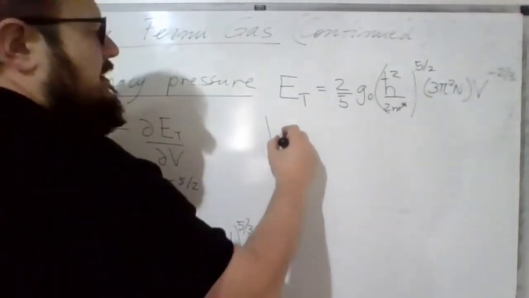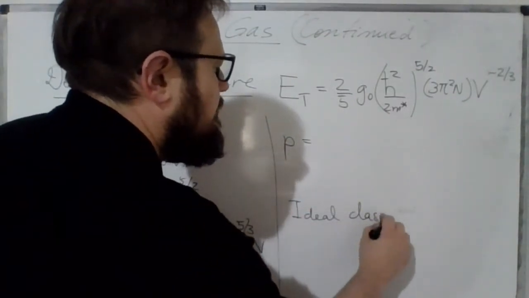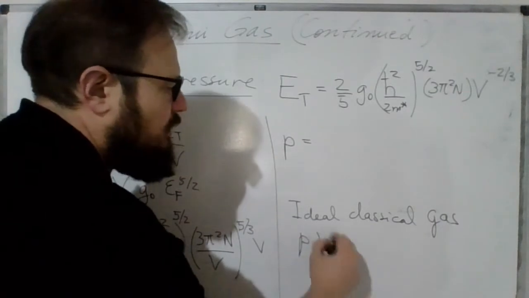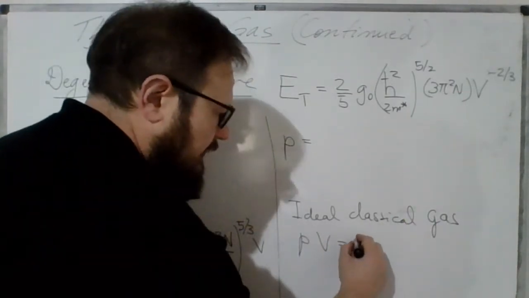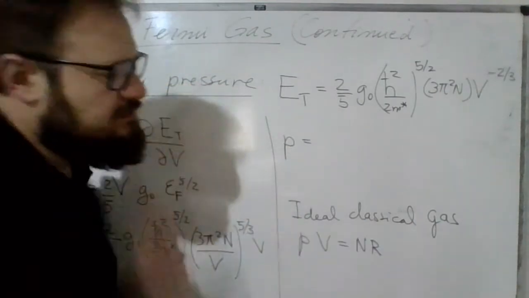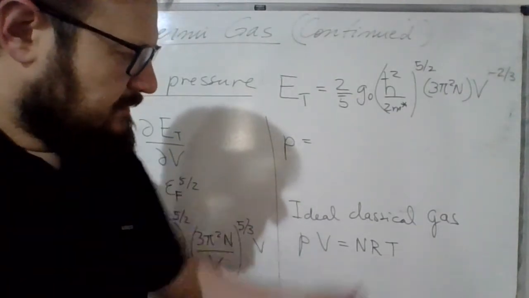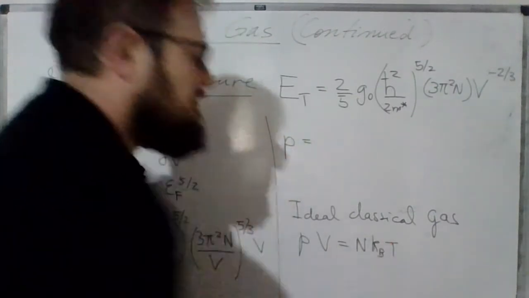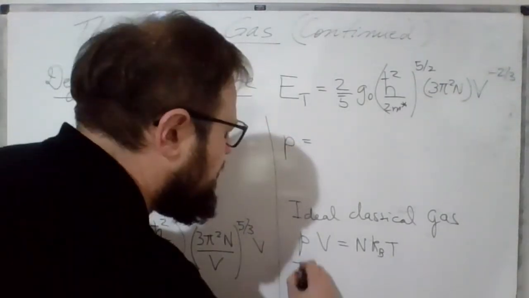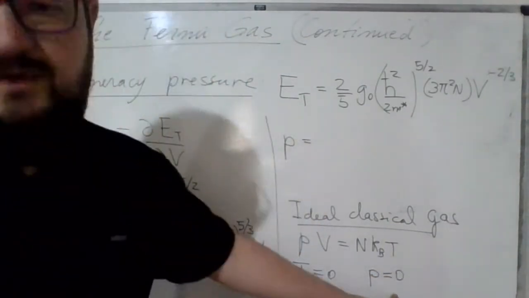And now you can calculate a pressure. Notice that for an ideal classical gas, you have pressure times volume equal to a numerical factor times the number of particles, the Boltzmann constant, times the temperature, and for T equal to 0, you get pressure equals 0 for an ideal gas.